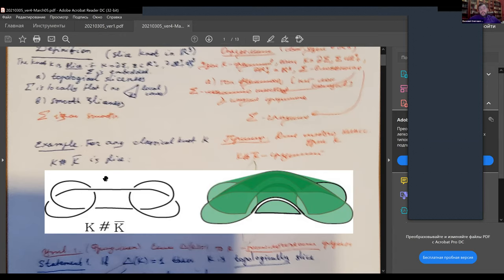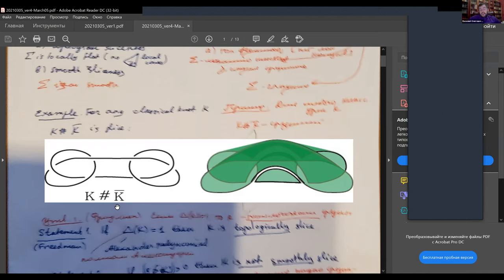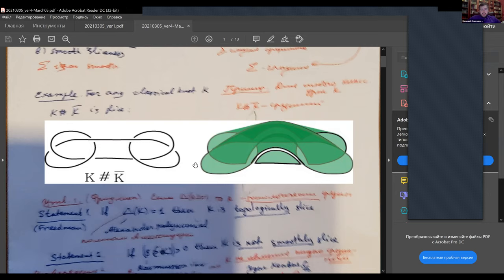So actually we take the connected sum of K and its mirror image, and the result will be slice. So here, Sanjom tried to draw what we do, and actually this is the result of a certain spinning. In fact, if we try, we can make a reflection of a knot at some plane, at some half-plane in R3, and this reflection can be thought of as a part of rotation in R4 plus. So we rotate our knot, and so in R4 it gets like this.